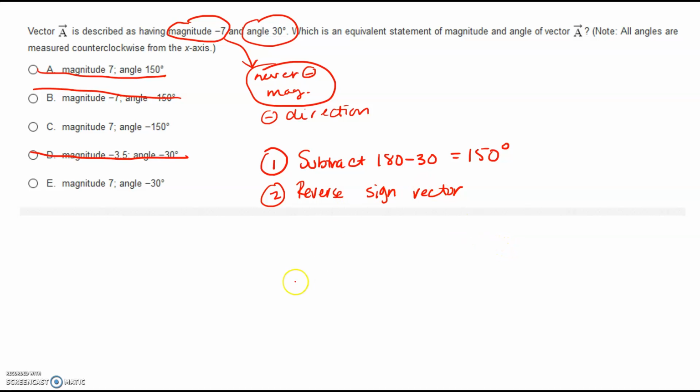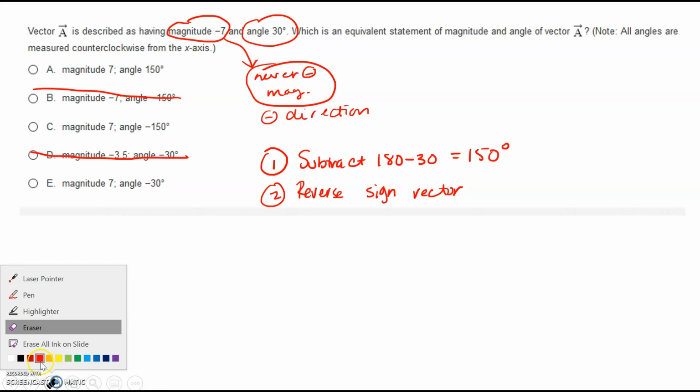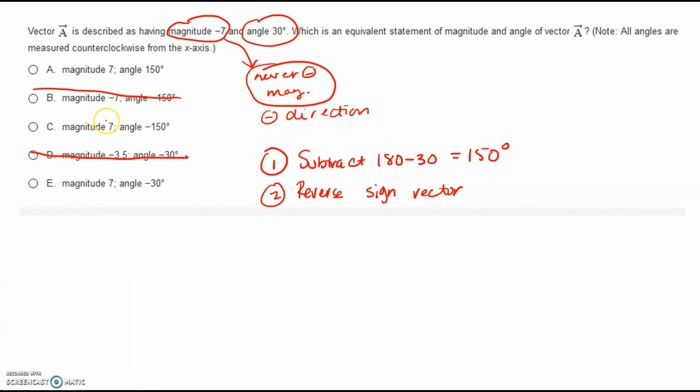Oops, I crossed out one I wasn't supposed to cross out. So sorry. Let me see if I can erase that. I got excited about it. Okay, so I need something with a +7.